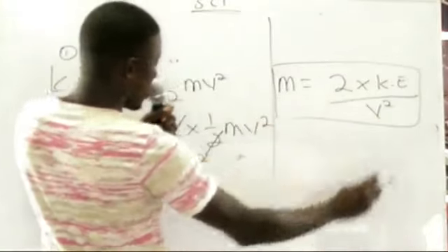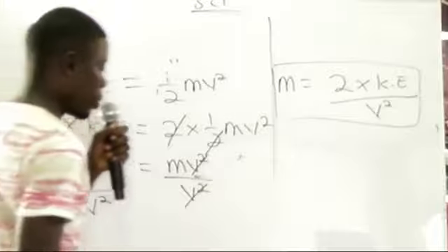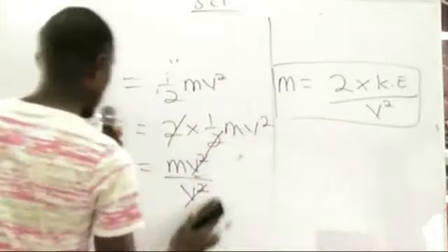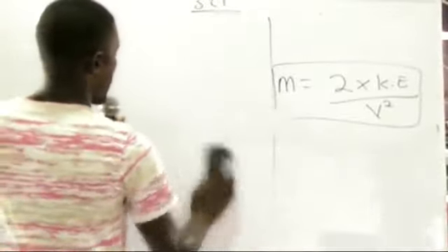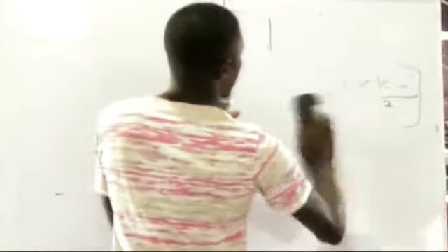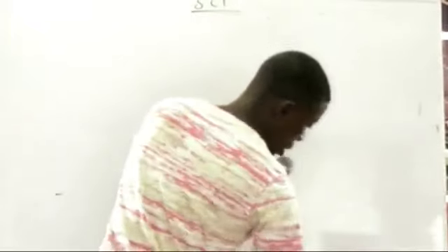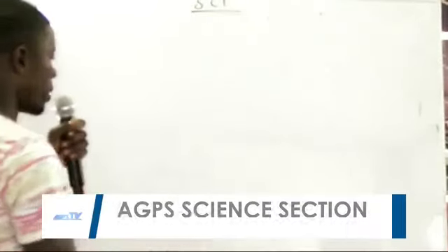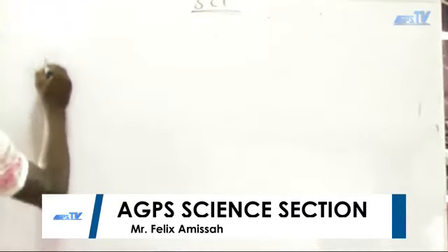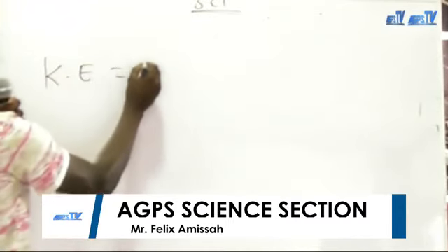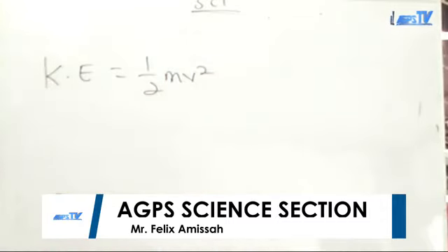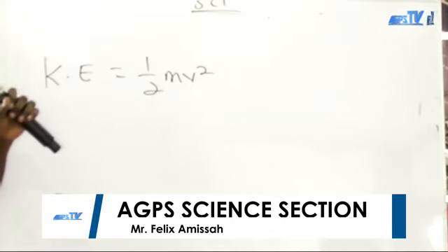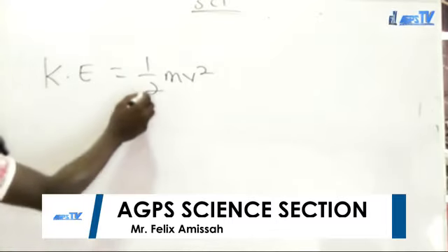So this one is equation 2. You can also be told to find the velocity. It's the same procedure. So you just write KE is equal to half mv squared. The same procedure. You choose to multiply them.